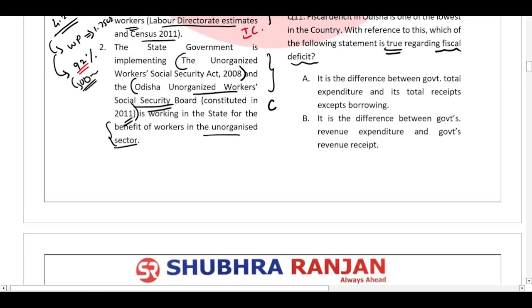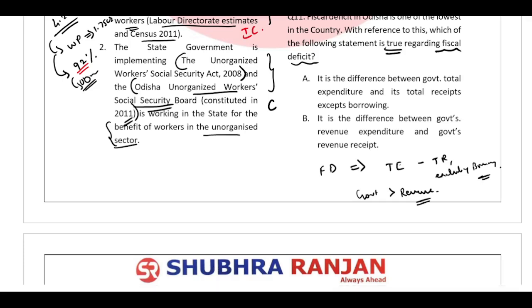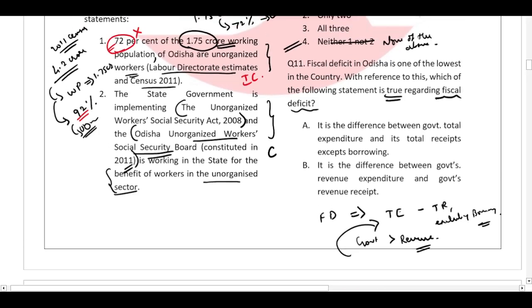So what is the meaning of fiscal deficit? Fiscal deficit is the difference between the government's total expenditure and the total receipts excluding the borrowings. In simple terms, it shows how much the government spending is more than the government revenue excluding the borrowings. So it shows how much the government will actually need to borrow so that it can meet its expenditure. Now let us look at the statements again.